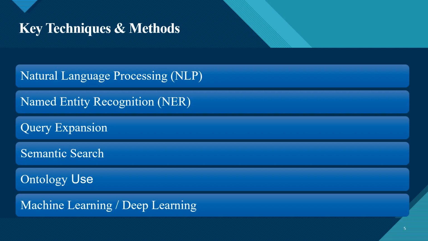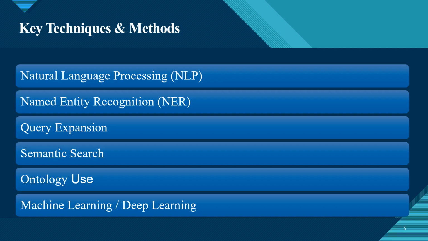Coming to next, semantic search, which goes beyond keyword matching to understand context and meaning. For example, searching for joint pain may retrieve results related to arthritis or rheumatism. Coming to next, ontology-based search, which standardizes terminology and relationships between medical concepts, which helps to retrieve relevant results even when different words are used.